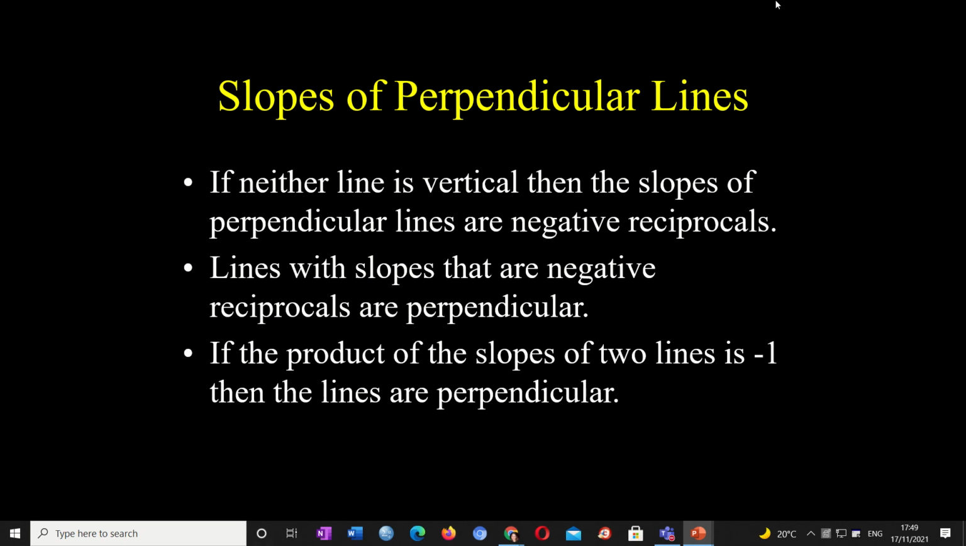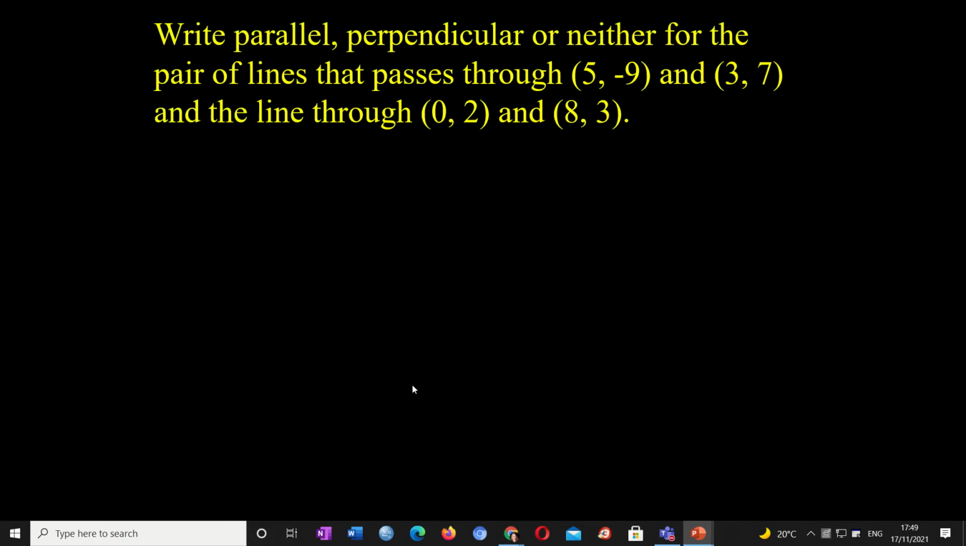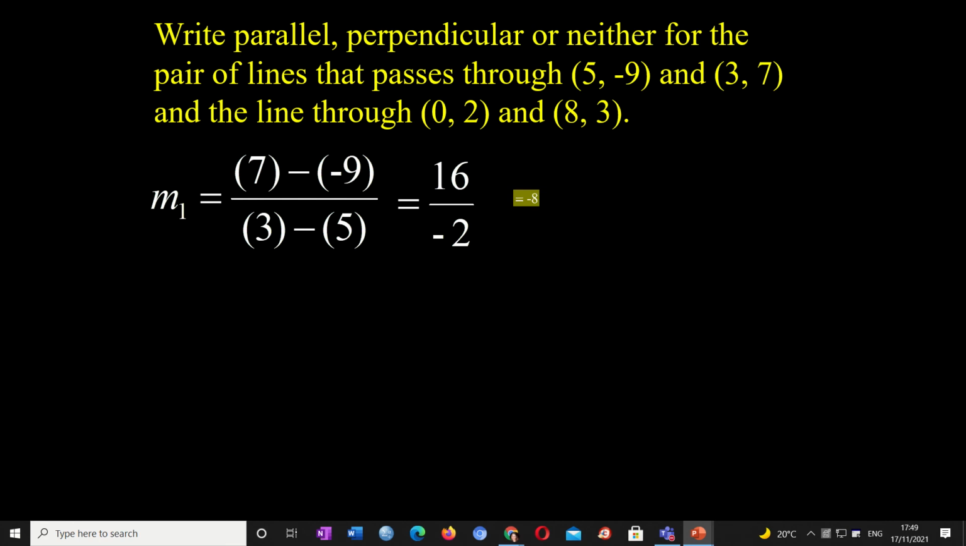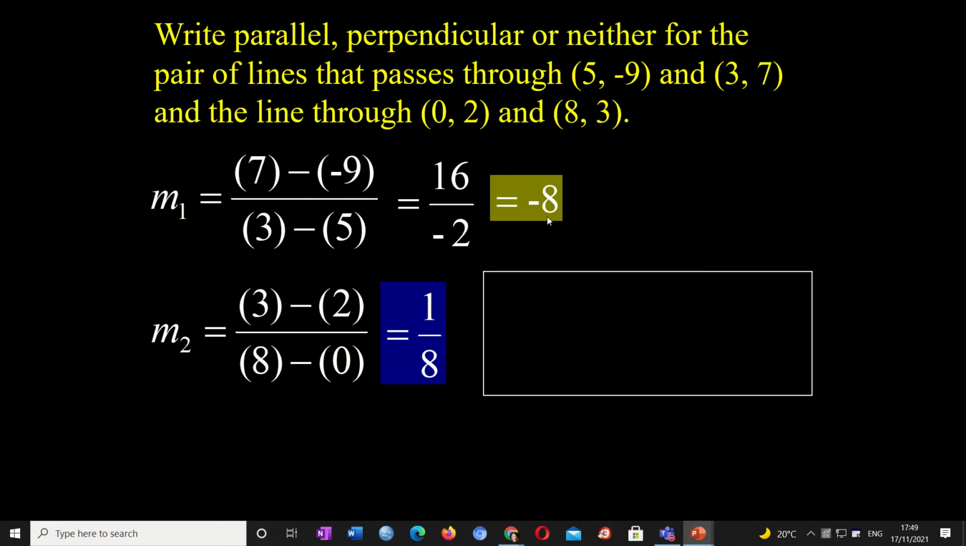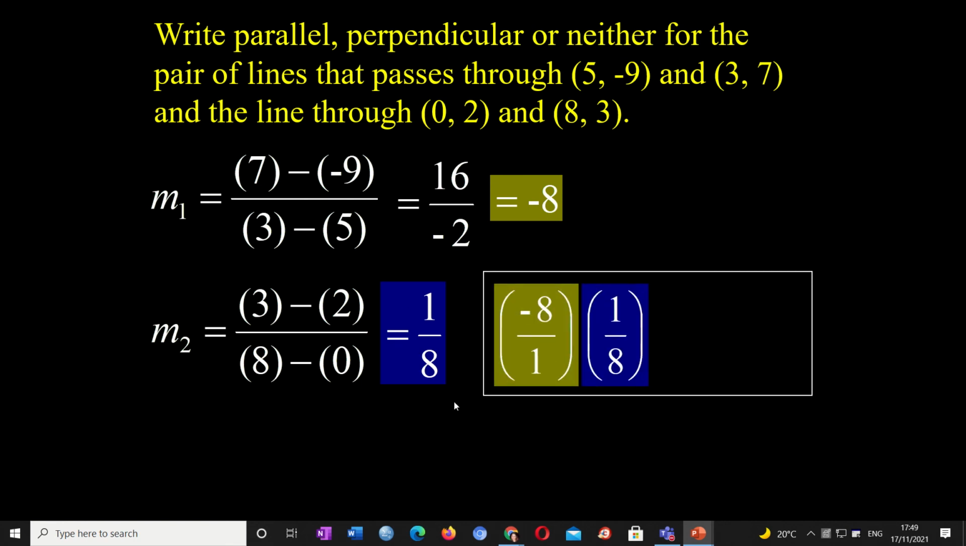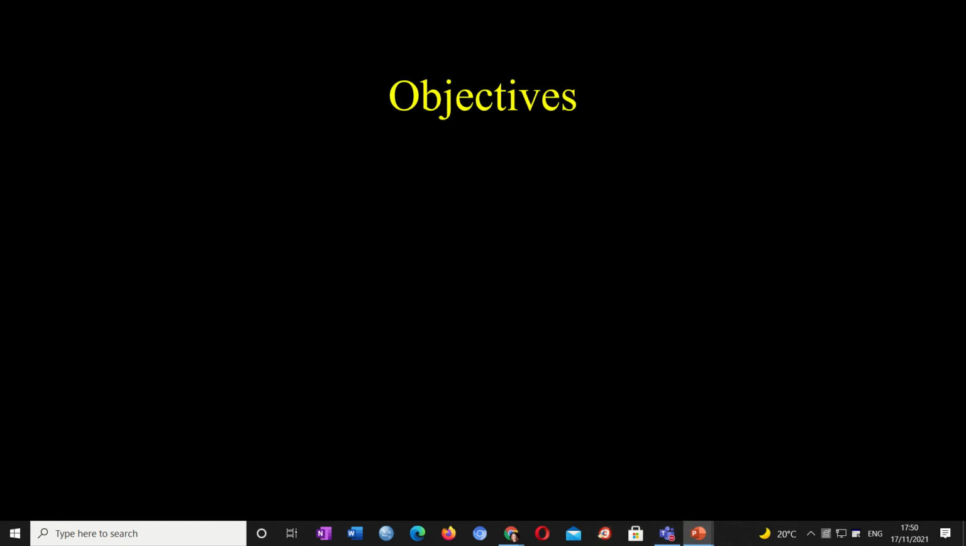Perpendicular lines, I think we were here before. We have seen this also. If the product of the slopes of two lines is minus 1, then these lines are perpendicular. If we know that they are perpendicular, we can find their slopes. Here m1 is minus 8 and m2 is 1 over 8, and their multiplication is minus 1. We show it like that.